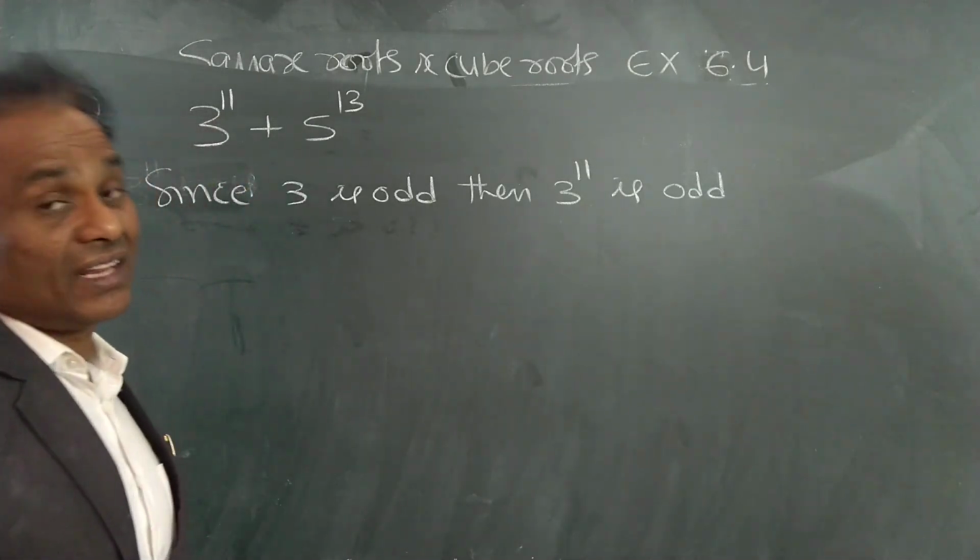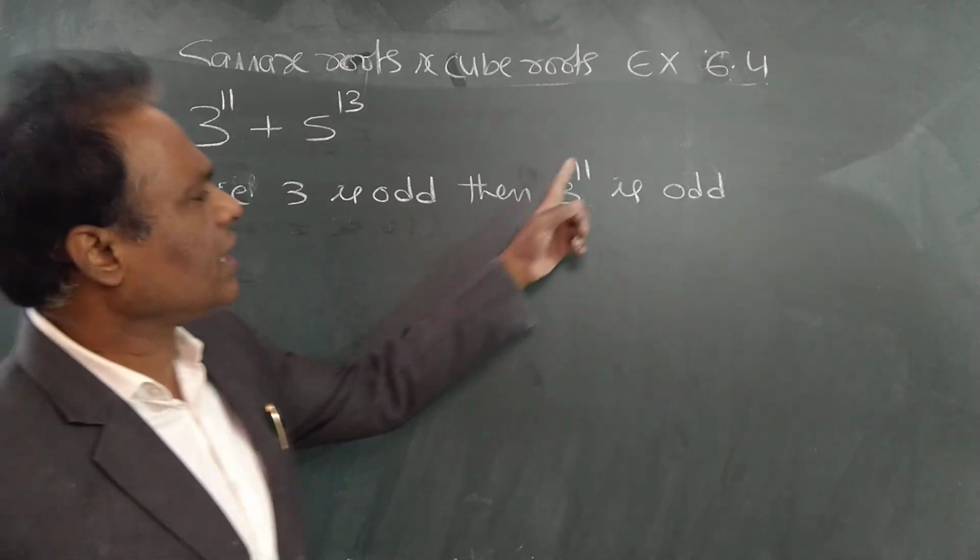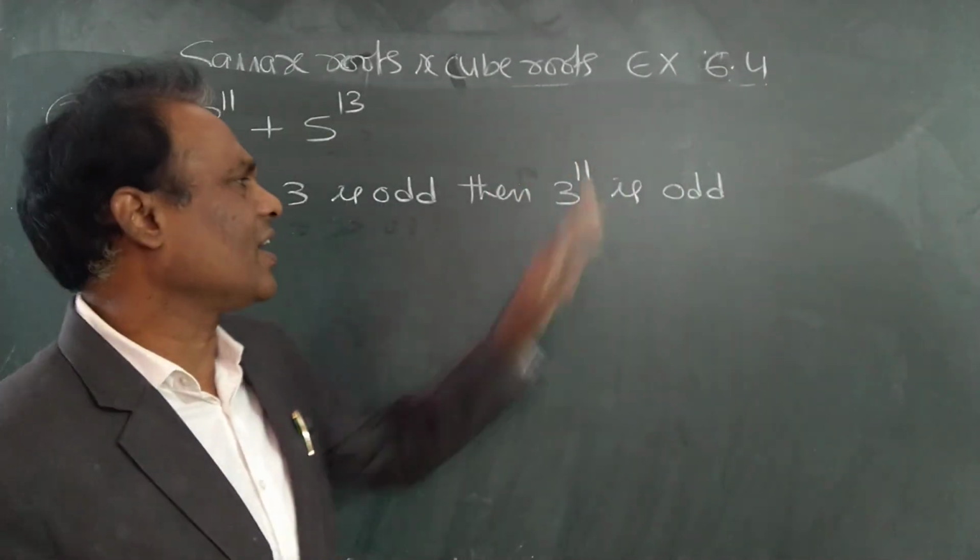3 into 3 is 9, an odd number. 3 into 3 into 3 is 27, an odd number. 3 into 3 into 3 into 3 is 81, an odd number. 5 times is 243, an odd number. Like that, 3 into 3 any number of times is an odd number only.